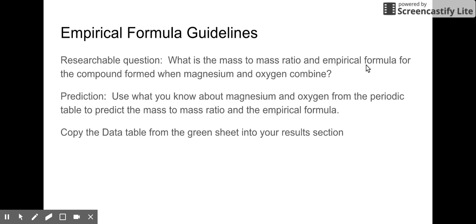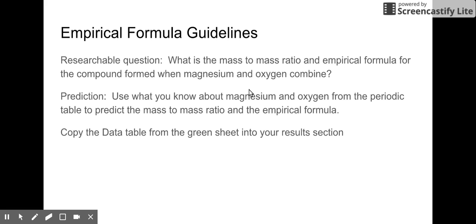You go ahead and copy that down into that spot on the lab template. Then what I want you to do is take a couple minutes and go into what you know about the periodic table, charges, masses, things like that, and make your prediction. What is the mass to mass ratio going to be for this compound, for magnesium to oxygen, and what is the empirical formula going to be for this magnesium and oxygen combination to make the compound?